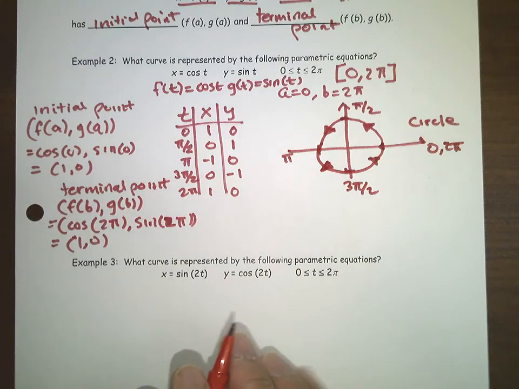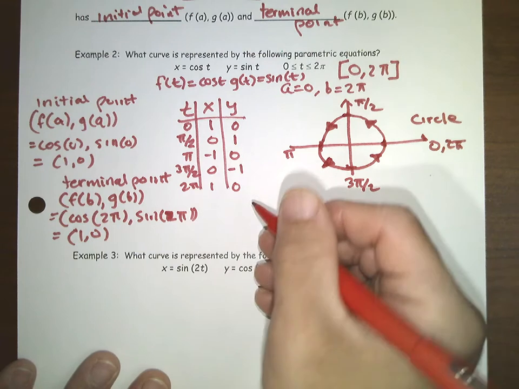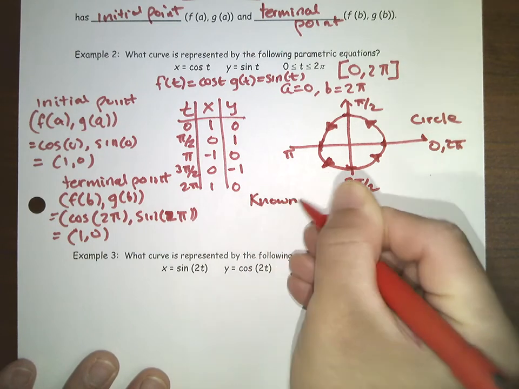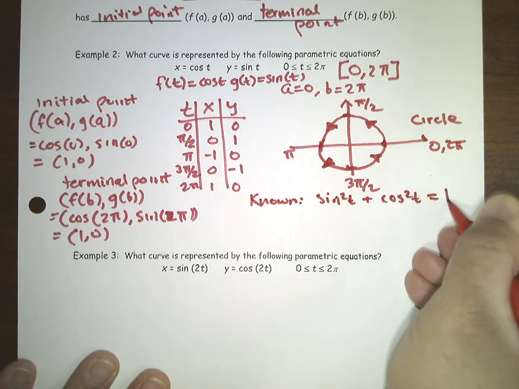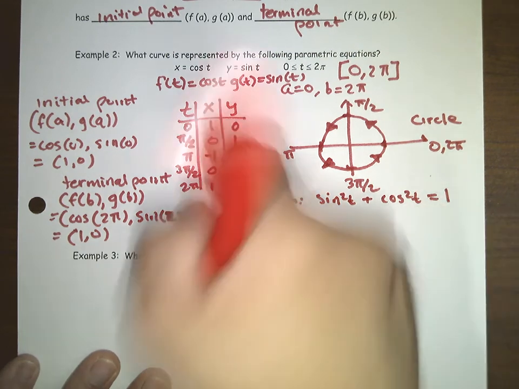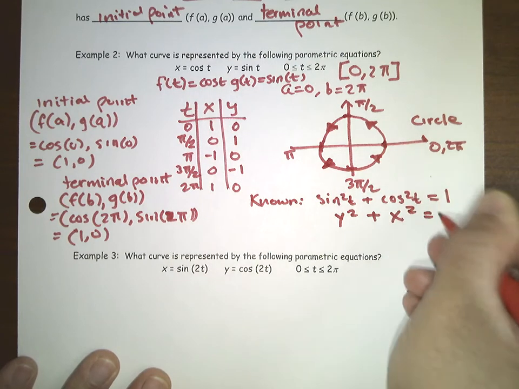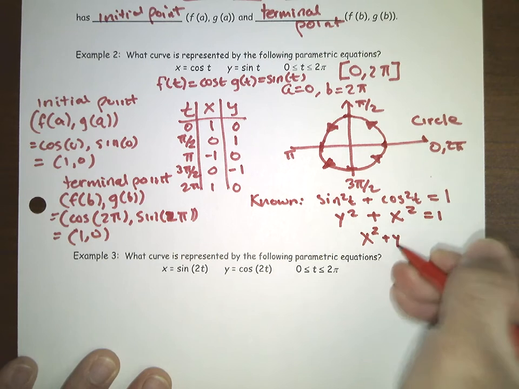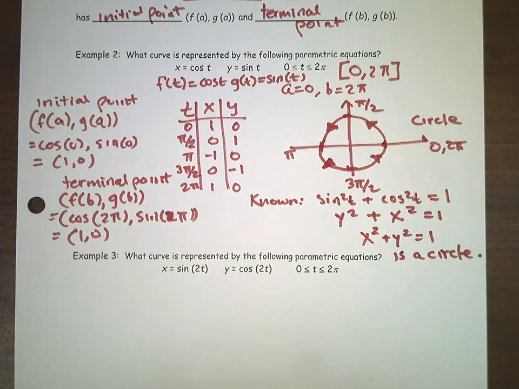All right, so now how would you actually figure out that this was a circle without graphing it? Well, it is known that sine squared t plus cosine squared t is equal to 1, and sine of t was y, so that's y squared, and cosine of t was x, so that's x squared is equal to 1. And so x squared plus y squared equals 1 is a circle. There you go. What a time to be alive. All right, let's try another one.